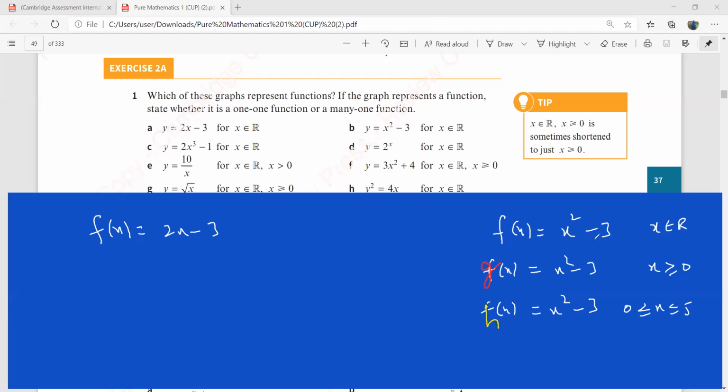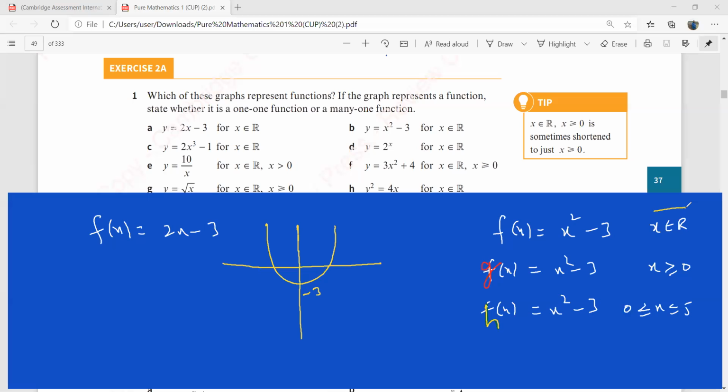Please note it down. The expression is the same, the quadratic expression is the same, but the domain is different. So this is going to be a different function. Now suppose I show you its plot. Please pay attention, bacho. This is minus 3 here, and this is your function. This is the sketch for this f of x.